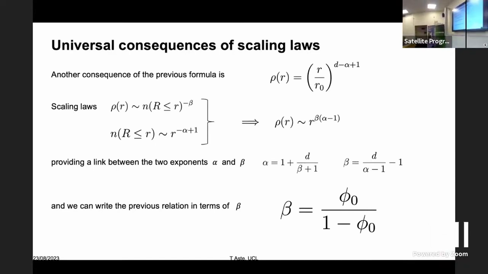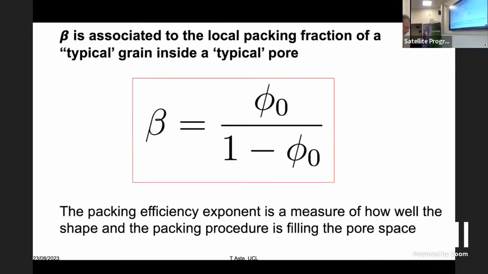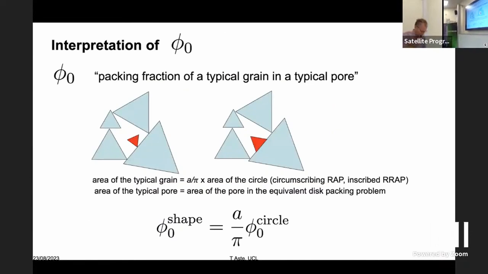Of course, to do that, we needed to estimate this packing fraction. This is non-trivial because we said this is the typical shape with the typical pore. Well, what is typical is a bit of a tricky question. And so what do we do? Well, the idea is we look at experiments, but not the full experiment. We take just the packing at some stage. So we have pores, and we start filling the pores with grains of a given size. If we do that, we get the packing fraction.